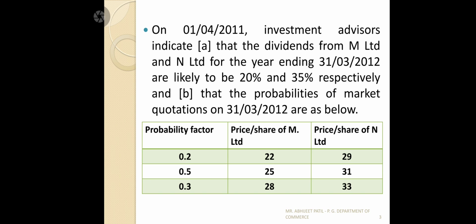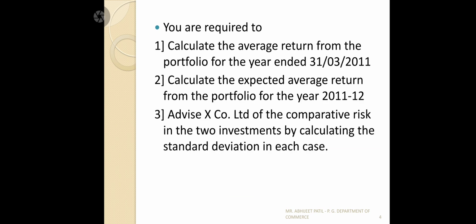Apart from that, the probability is given, that is 0.2, 0.5, 0.3, with prices 22, 25, 28 and 29, 31, 33. The question asked is: you are required to calculate the average return from the portfolio for the years ended 31st March 2011 and 2011-12, and the comparative risk of the two investments by calculating the standard deviation in each case. So overall, we should find the expected return for the financial year ended 31st March 2011, then for 2011-12, and the standard deviation in both cases.